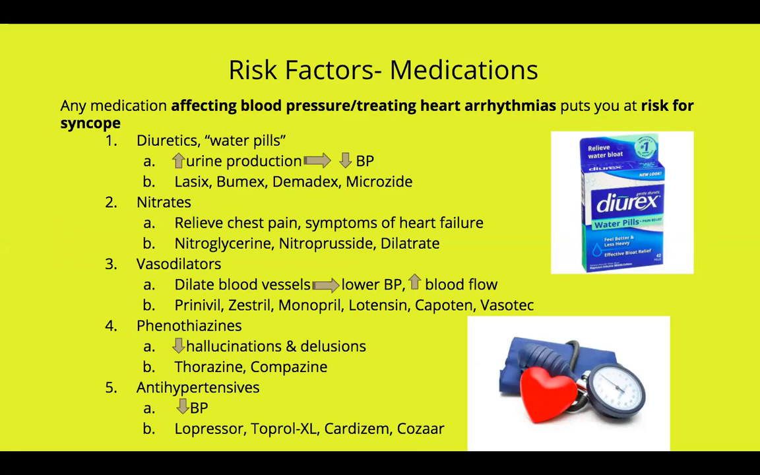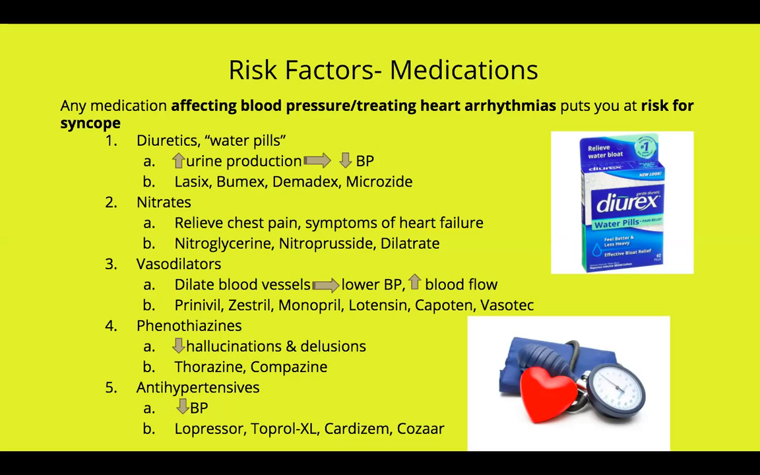Next, we have nitrates. Nitrates relieve chest pain and symptoms of heart failure. Nitroglycerin, nitroprusside, and dilatrate are all examples of nitrates. Next are vasodilators. Vasodilators dilate your blood vessels, which causes a lowering of blood pressure and increases your blood flow. Prinavil, Zestril, Monopril, and more are all vasodilators.